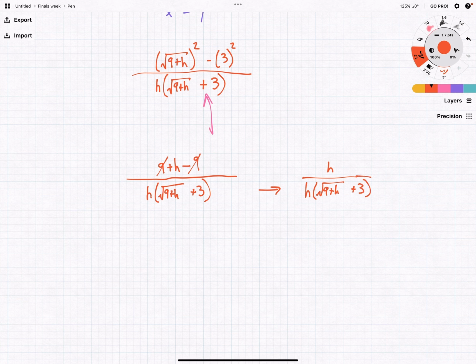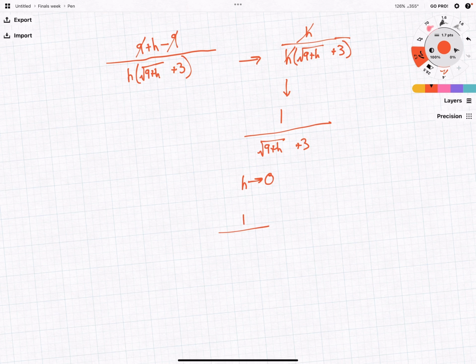Okay, we still have a little bit of a problem because as h goes to 0, we're still going to have this 0 over 0 problem. So the h's cancel out, which is great. And now that leaves us with 1 all over root 9 plus h plus 3. Now h can finally go to 0 without giving us any problems. So now we have 1 over root 9 plus 3, which ends up being 1 over 6. Well, sorry, I won't skip that step. It ends up being 1 over 3 plus 3, which then gives us 1 over 6.